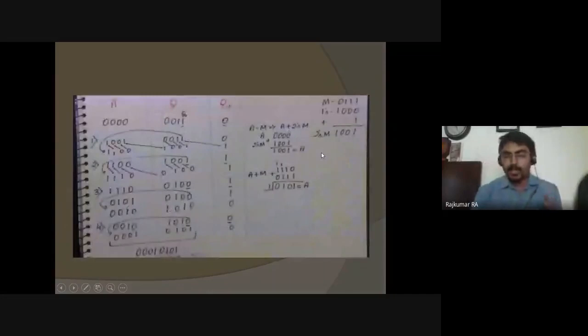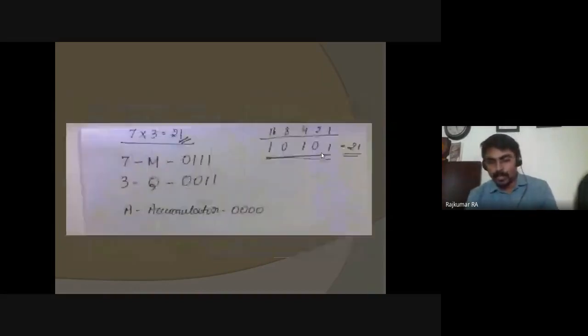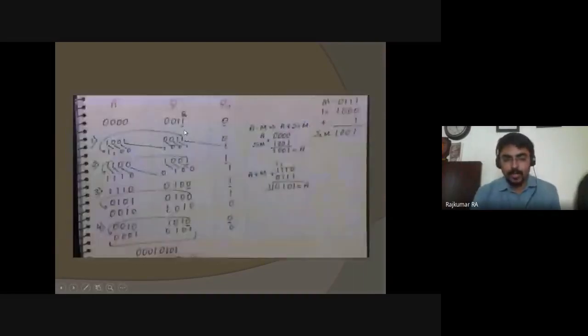Now we have to assign the values of A, Q, Q minus 1 and M. These are the four values we have to assign. A by default is 0, I already told you. For Q, the value is 0011. And the initial value of Q minus 1 is 0.